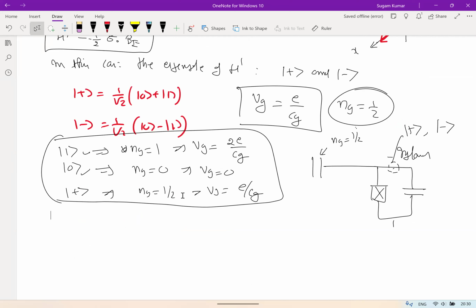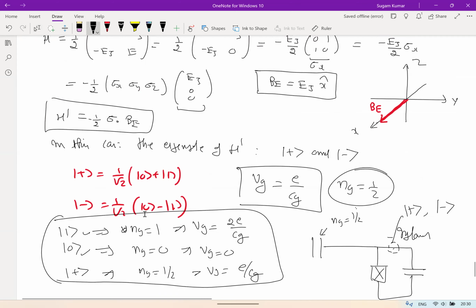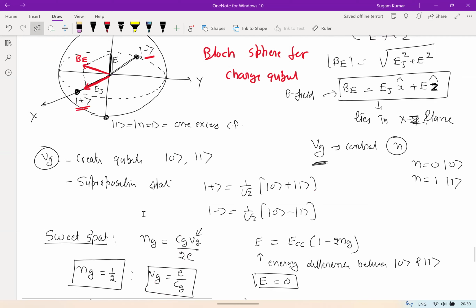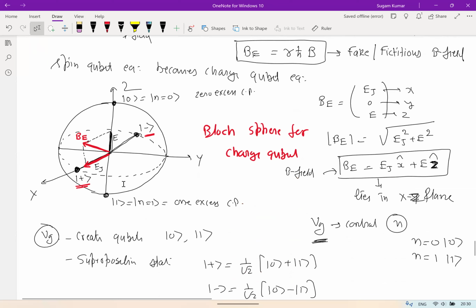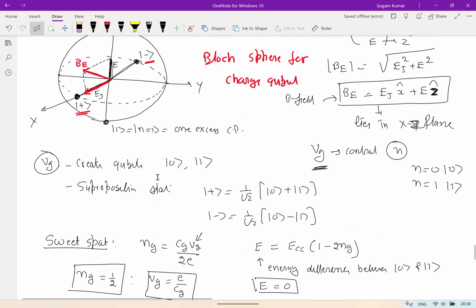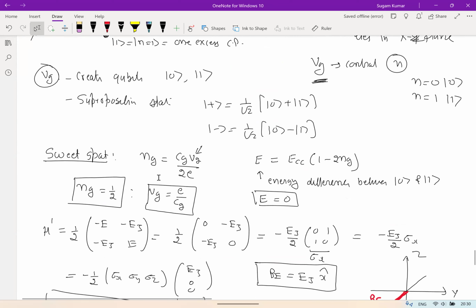Comfortable, everybody? I can understand this is not so easy sometimes because of lots of mathematics. But at the end, I think you understood that this excess of Cooper pairs or no Cooper pairs is actually going to act like a 0, 1. And why are they going to act like a 0, 1? Because this whole Hamiltonian actually resembles the Hamiltonian for the spin qubit, and that makes this whole situation similar to a spin qubit. So, any question?